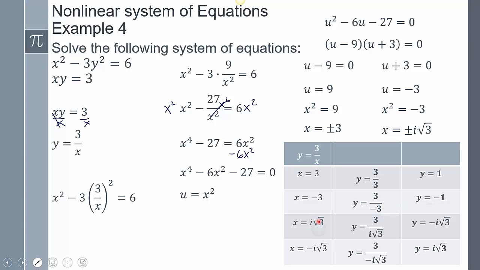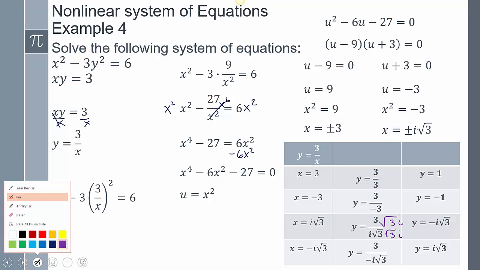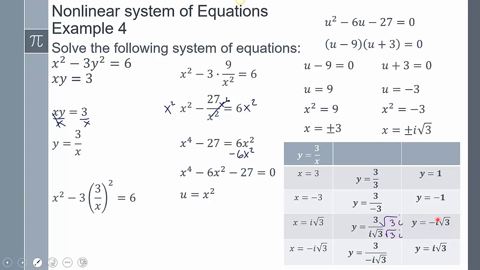If I plug in i root 3, if you have to rationalize this, because you have to multiply top and bottom by root 3i. And so what ends up happening is you get a negative 3 on the bottom, and that's how it's going to cancel out there, because if you rationalize it, that's going to give me negative i root 3. You have to do the same thing here, and you're going to get i root 3.